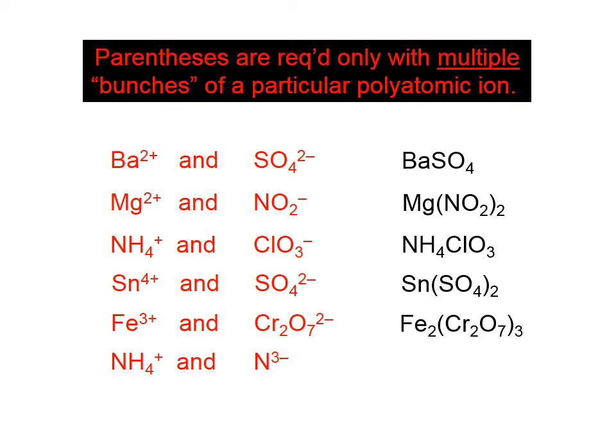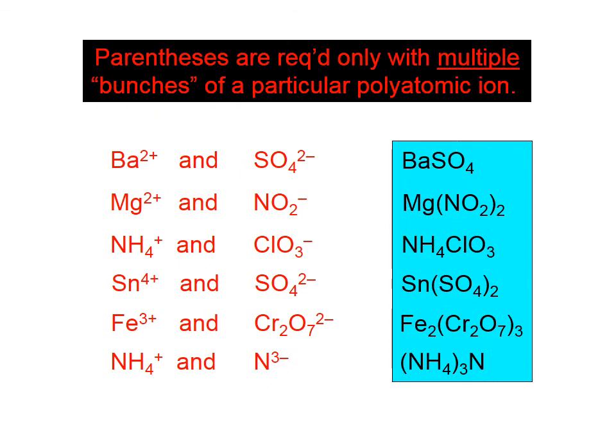Since I need multiple bunches of this polyatomic ion, I represent that by putting the entire polyatomic ion in parentheses and then say how many on the outside. And the last example, I'm going to need 3 ammonium ions to match up with my nitrite ion.